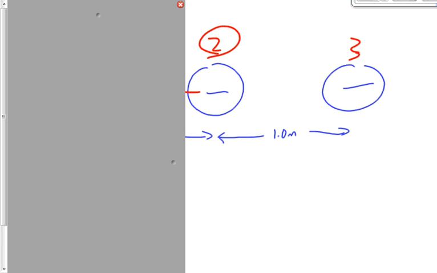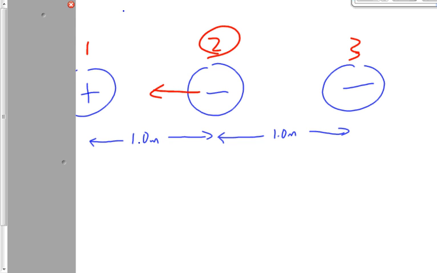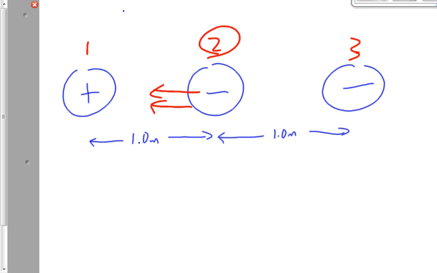Now let's pretend number 1 isn't there. Let's look at the force of 3 on 2. Is 2 pushed away from number 3, pushed to the left, or is it pulled to the right as a result of number 3? It's pushed to the left. Why is it pushed to the left? It's a repulsive force. Negatives repel negatives. Now we know that number 3 is pushed to the right, away from number 2, but we don't really care right now because we're trying to find the force on number 2. So this is the force of 1 on 2. This would be the force of 3 on 2.